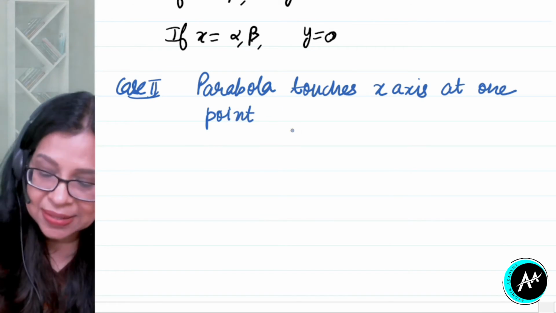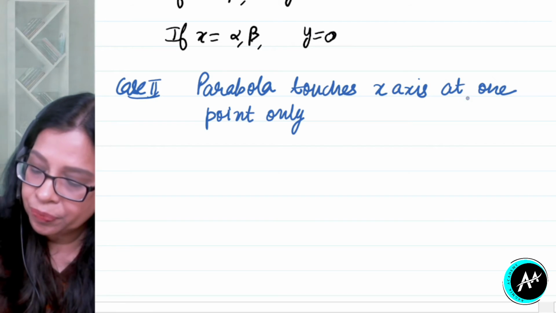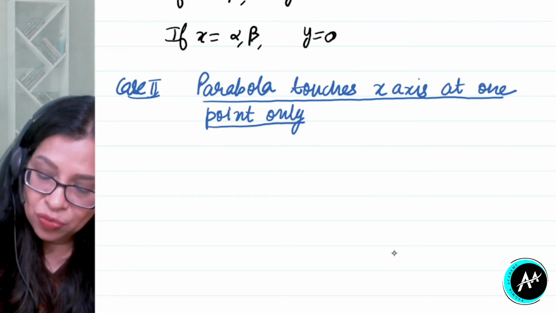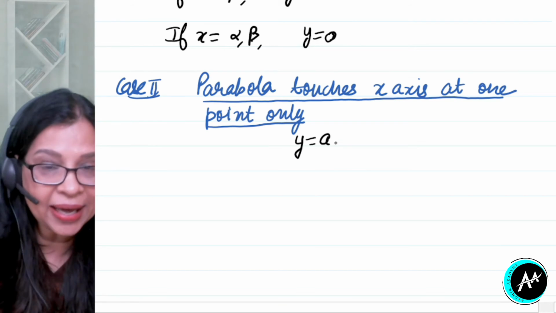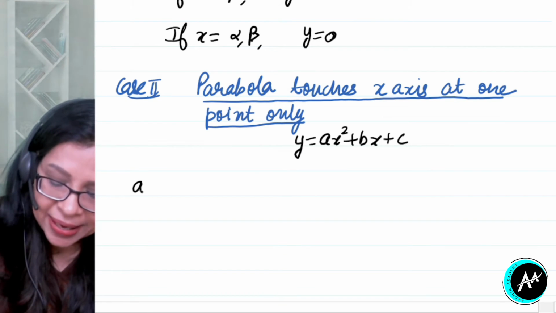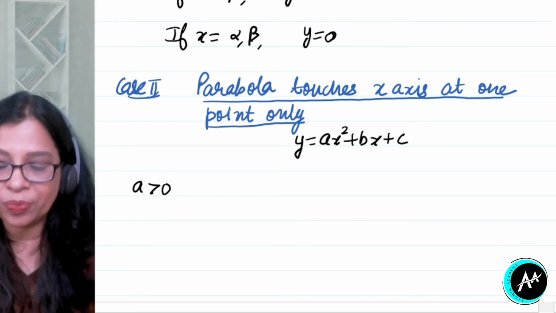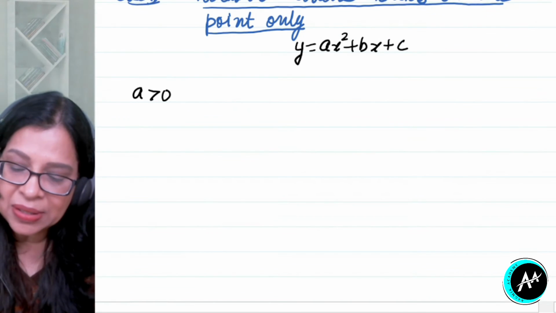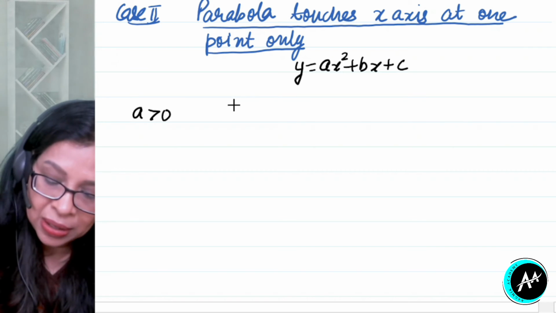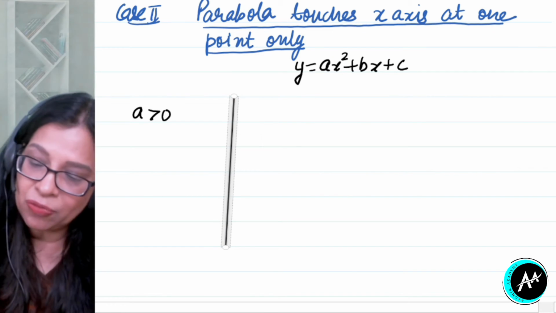Let's see this case now. All right, now in this case again, you know the expression was y is equal to ax square plus bx plus c. So let me take the first case when a is positive. Let us see what happens when a is positive. So parabola is going to open upwards. So let us draw the graph over here.